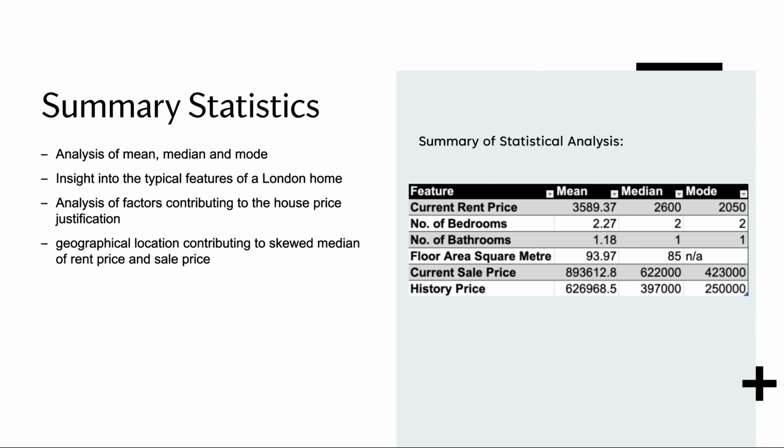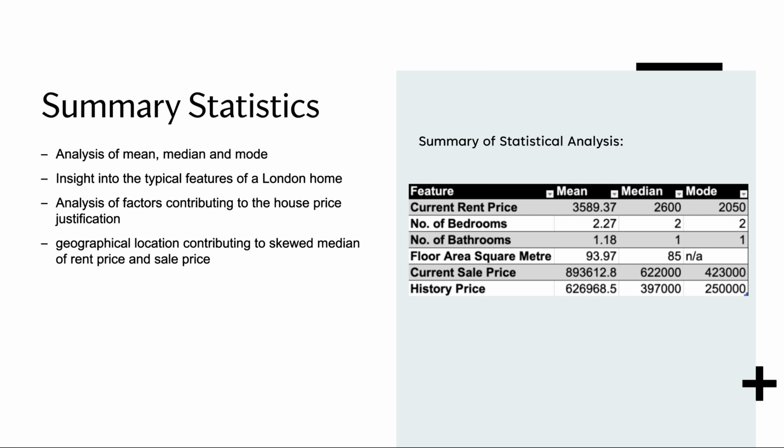Here shows the summary statistics for the information in the dataset. We mainly focused on the mean, median, and mode values of our analysis. From this data, we can gain a general picture of the average London home. It tends to feature 1 bedroom, 1 bathroom, and around 93.97 square meters of area on average.